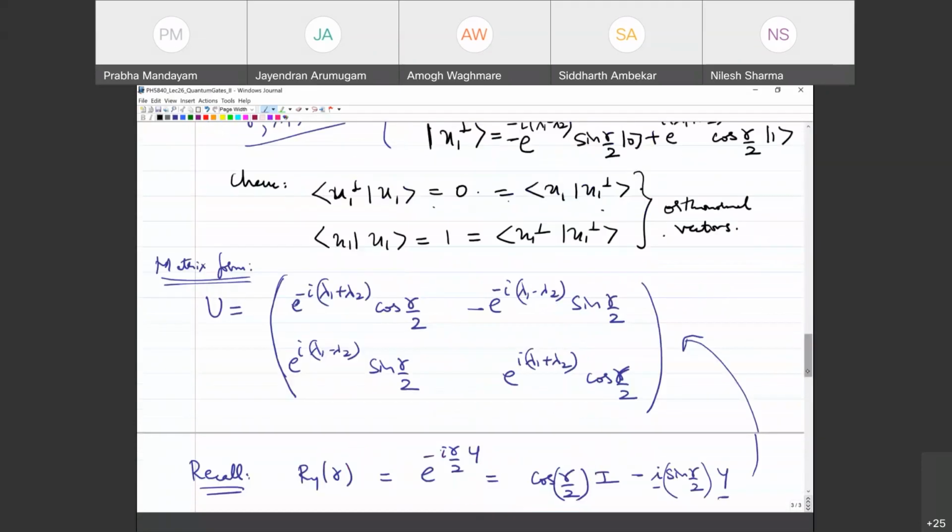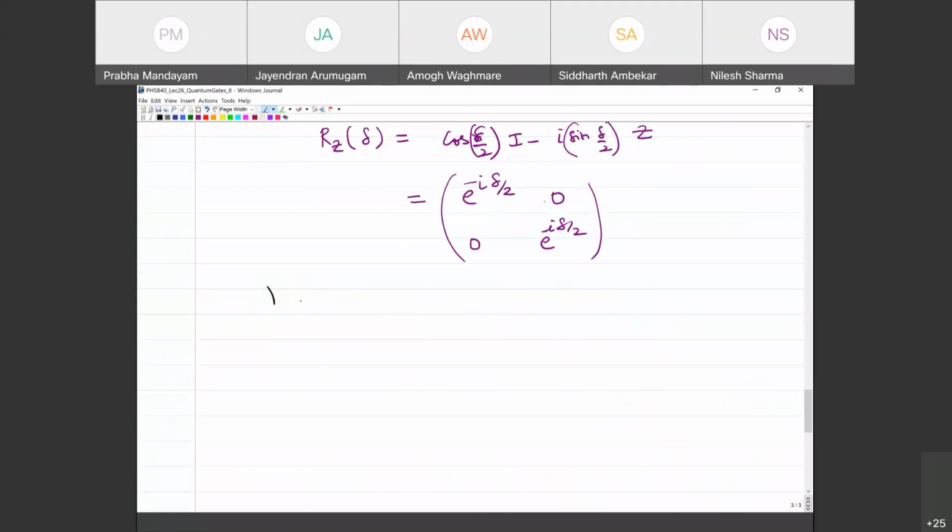Simply, it just follows from the fact that the columns and rows must be orthonormal, right? So in fact, all that you need to do now is set lambda 1 to be beta by 2 and lambda 2 to be delta by 2, and then you have it, right?